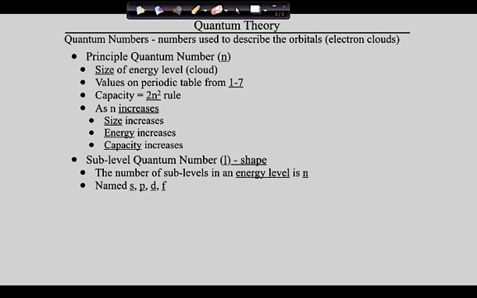1. That's what it means that the number of sublevels in an energy level is n. In the first energy level, 1 sublevel. In the second, there can be 2 sublevels. Third energy level, 3 sublevels. Fourth, 4, and so on. Get the idea? Okay, now here's the question.